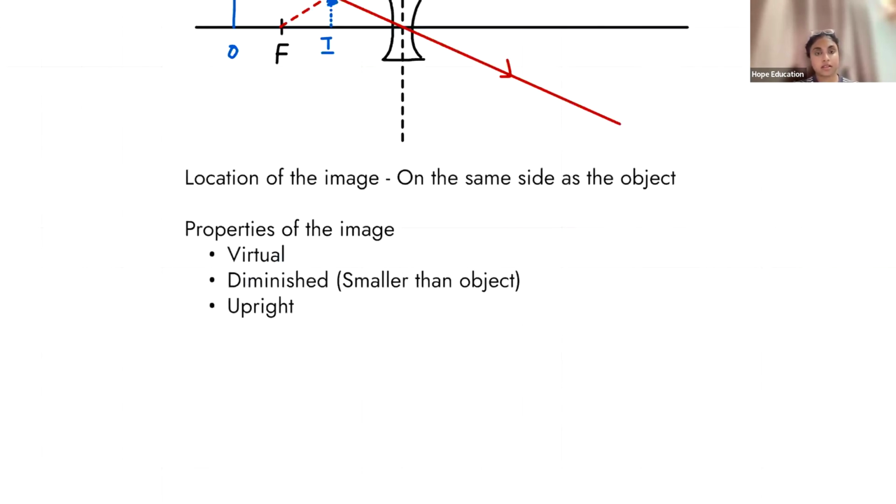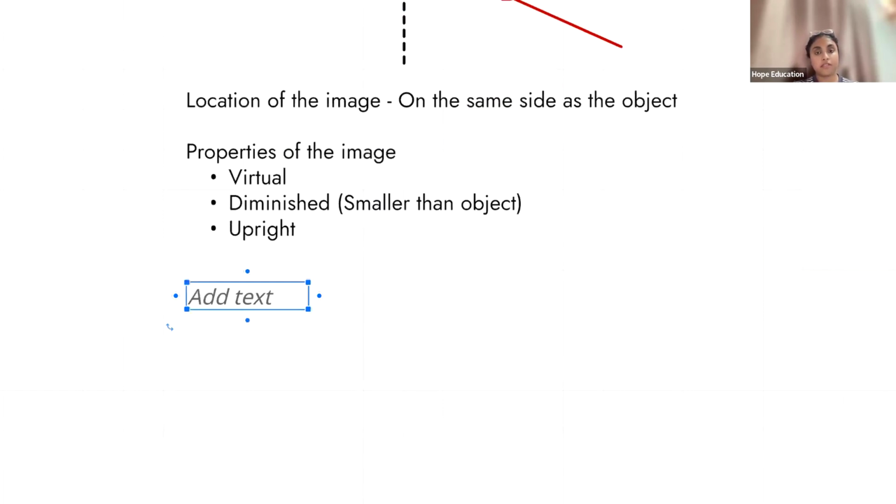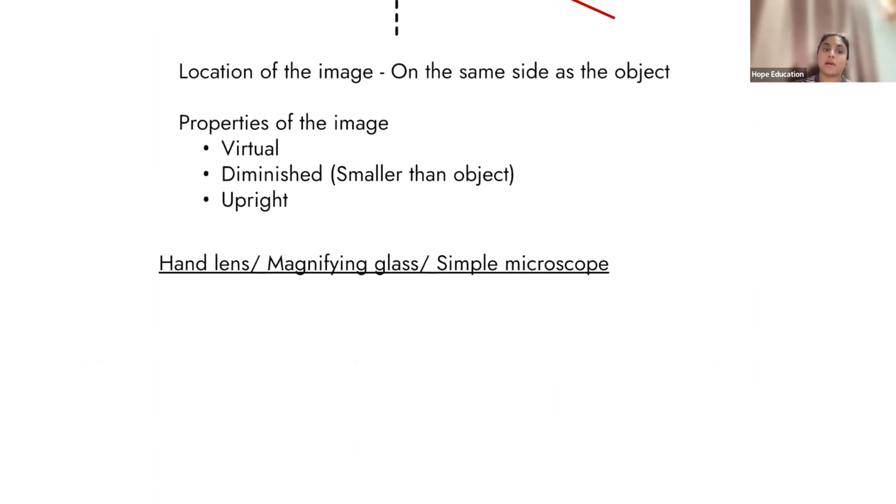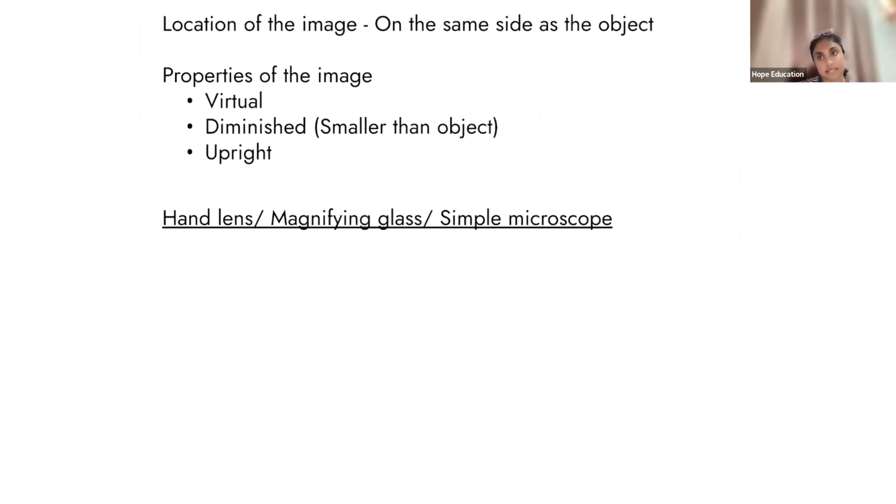Hand lens, magnifying glass, or simple microscope. For a simple microscope or a hand lens, we are actually using a convex lens. Okay, we are using a convex lens, not a concave lens.